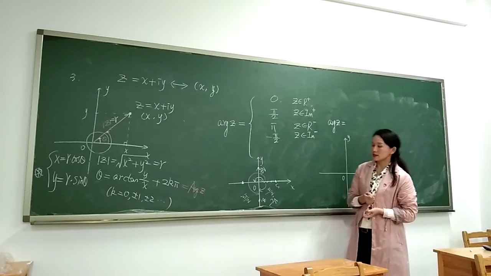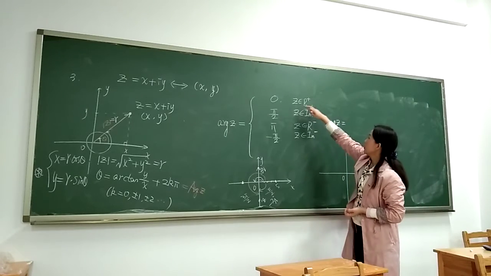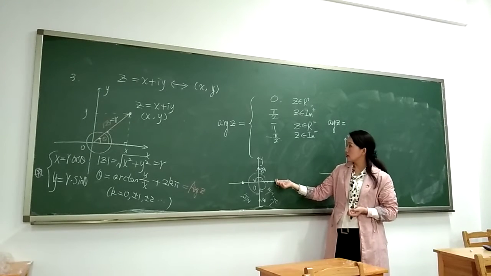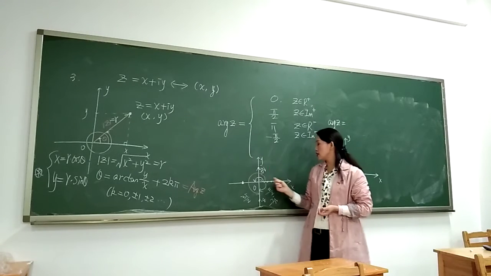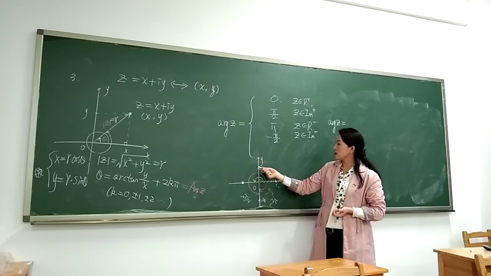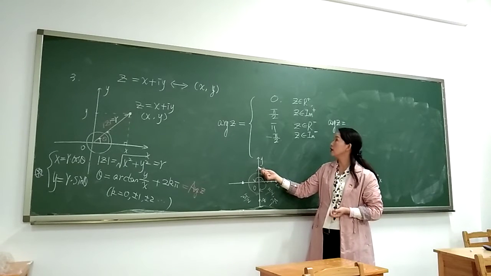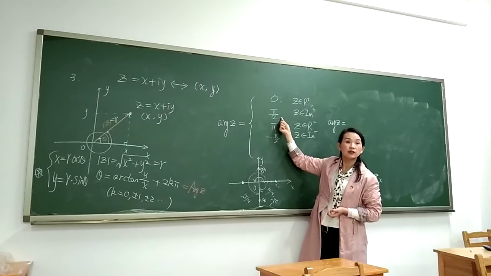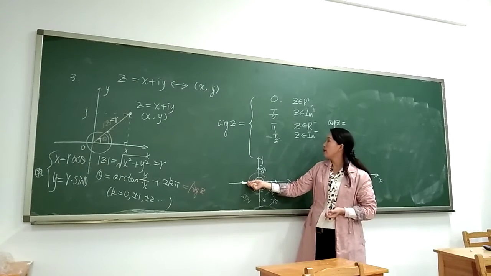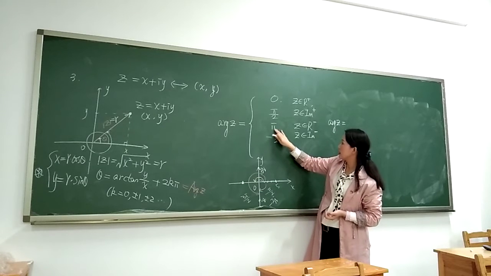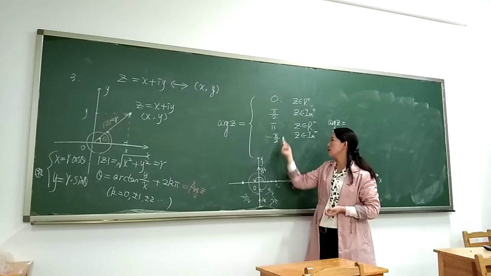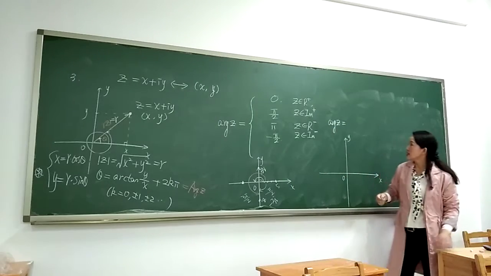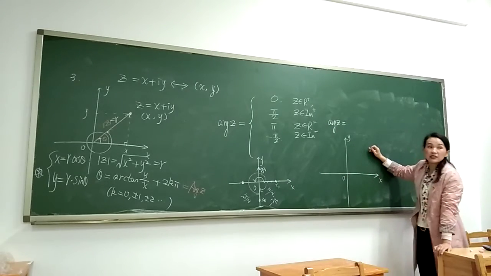Okay, in the last class, we learned that if z belongs to this axis, the principal argument of z is 0. If z belongs to here, the principal argument of z is pi over 4, pi over 2. Here is pi. Here is minus pi over 2. Okay, this is the first case. The second case.